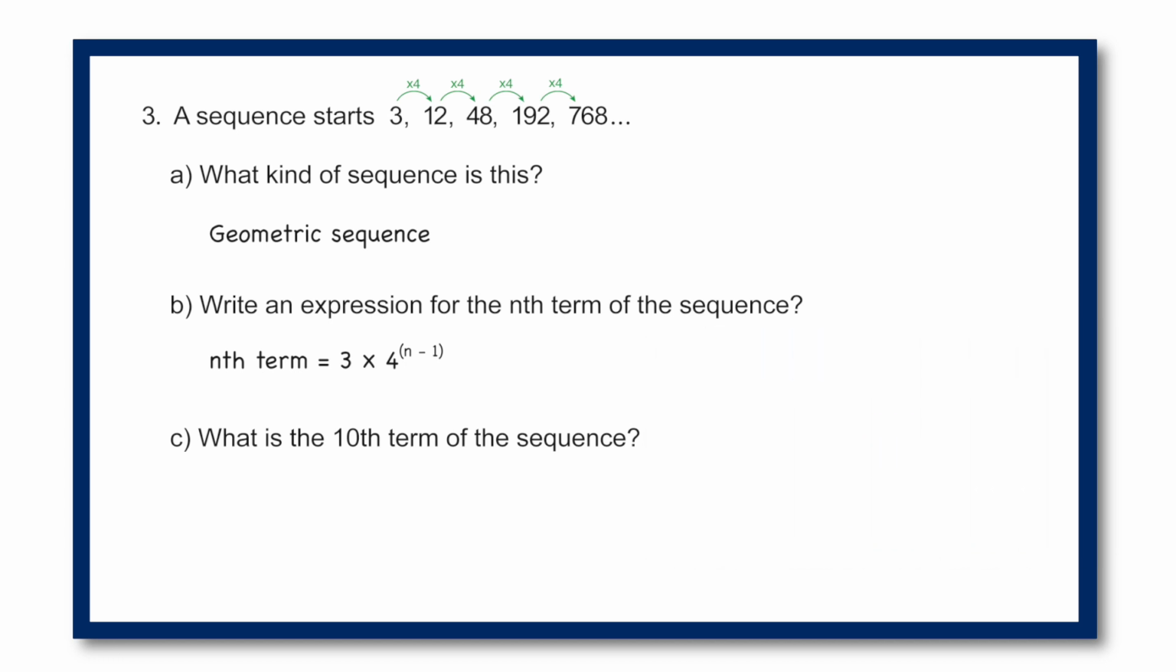And part C asks, what is the 10th term of the sequence? So the 10th term is equal to 3 multiplied by 4 to the power of 10 subtract 1, which is 3 multiplied by 4 to the power of 9. And that works out at 3 multiplied by 262,144. So our final answer is 786,432. And that's our 10th term.